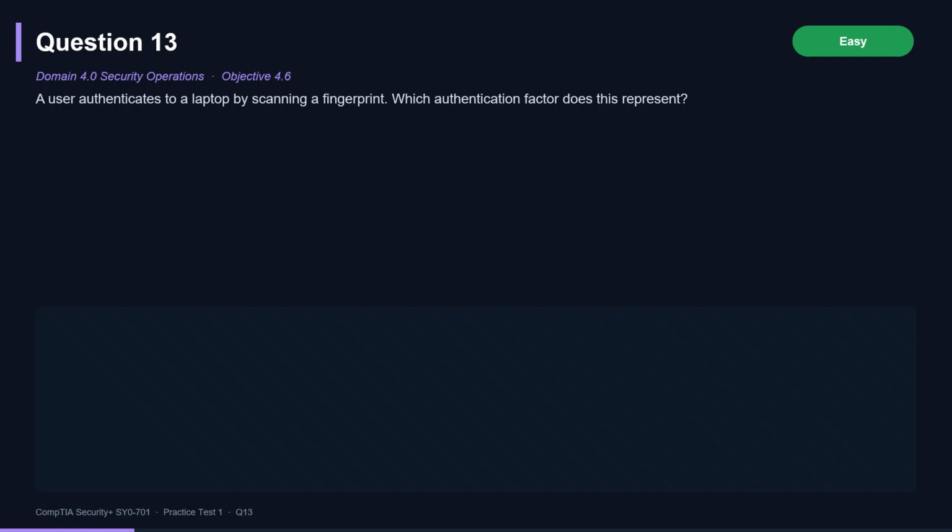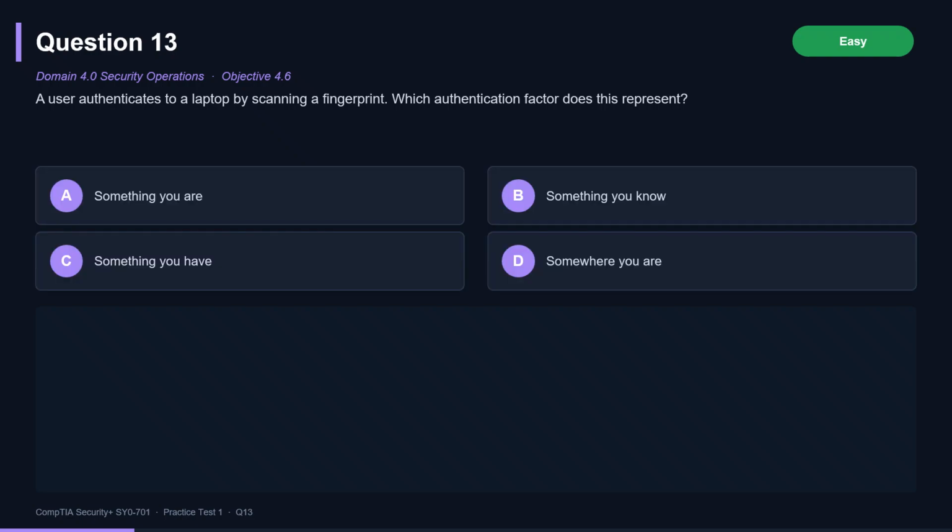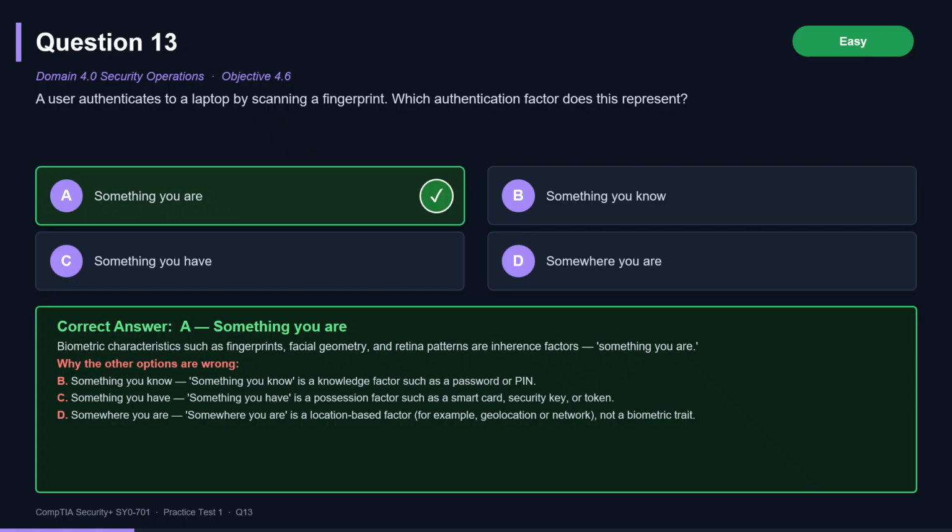Question 13. A user authenticates to a laptop by scanning a fingerprint. Which authentication factor does this represent? The correct answer is A, something you are. Biometric characteristics such as fingerprints, facial geometry, and retina patterns are inherence factors, something you are. Now, why the other options are wrong?